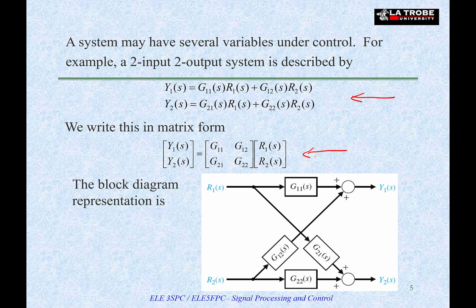However, if we draw the block diagram of this system, everything becomes more clear. The two input variables are R1(s) and R2(s). The two output variables are Y1(s) and Y2(s). And the relationships between them can be easily seen from this block diagram.